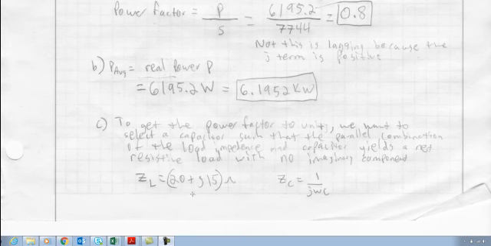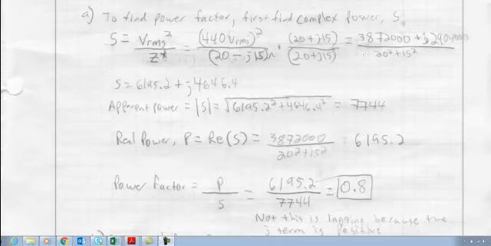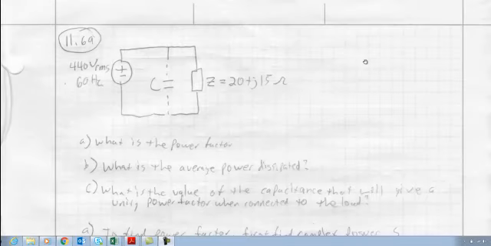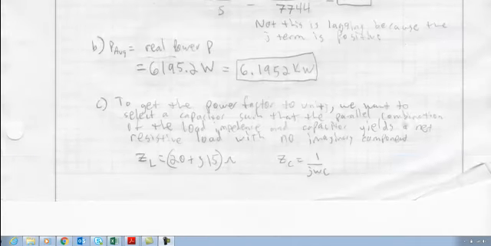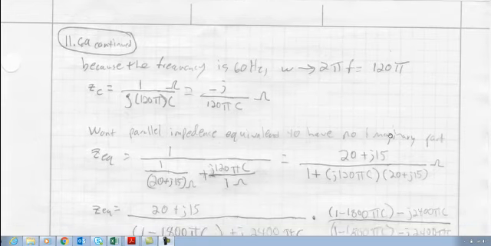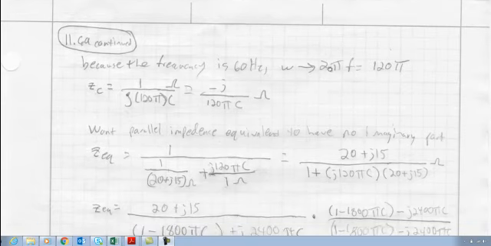So currently what we have for our load is 20 plus j15 ohms. And we know that the impedance of a capacitor is going to be given as 1 over j omega c. Now if we go back up to what we know about this particular voltage source, we're told that the frequency is 60 hertz. So from that we can find our omega value is just going to be equal to 2 pi f, so our omega is going to be 120 pi.